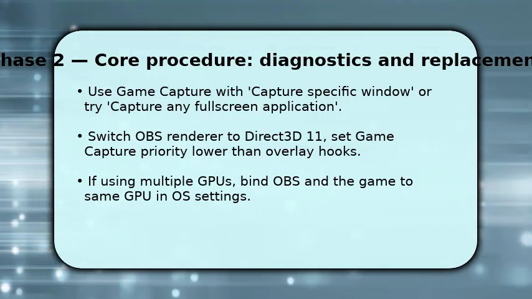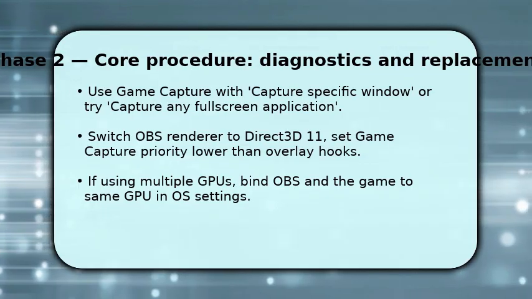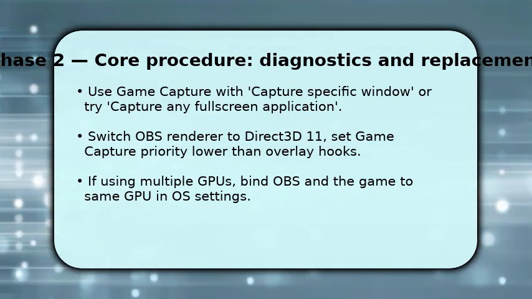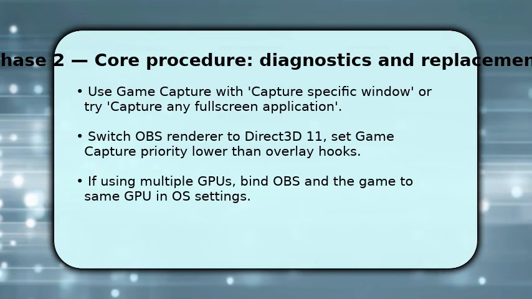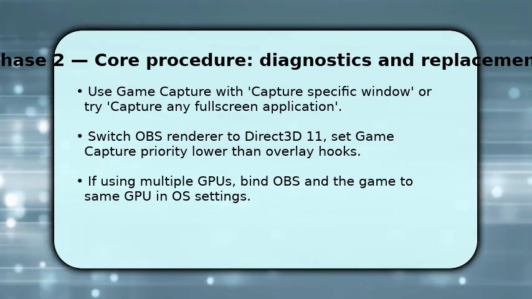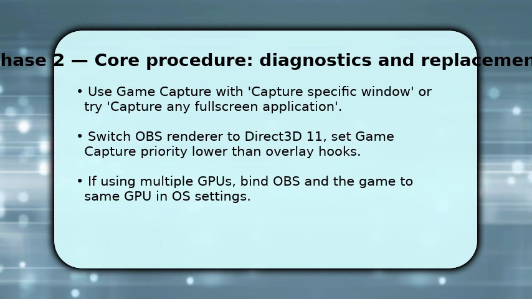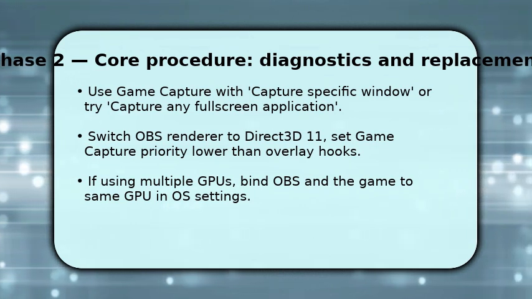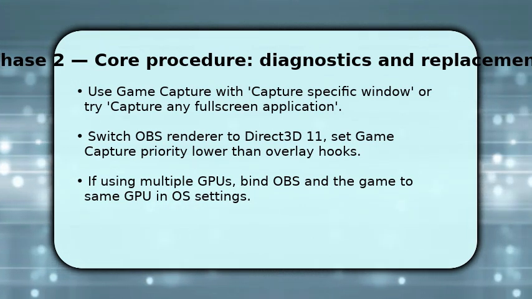On systems with multiple GPUs, make sure OBS and the game are bound to the same GPU in Windows graphics settings. These changes align render pipelines, preventing black frames caused by mismatched GPU contexts or capture priorities.